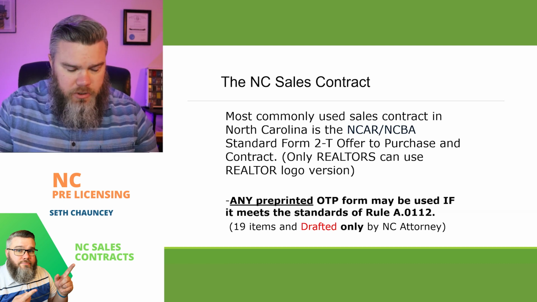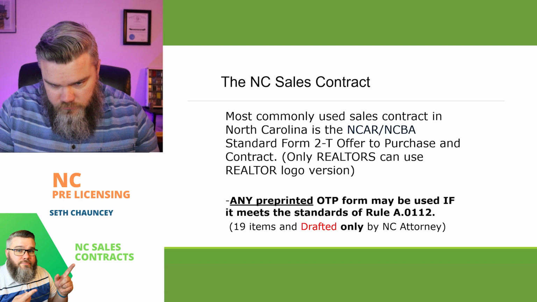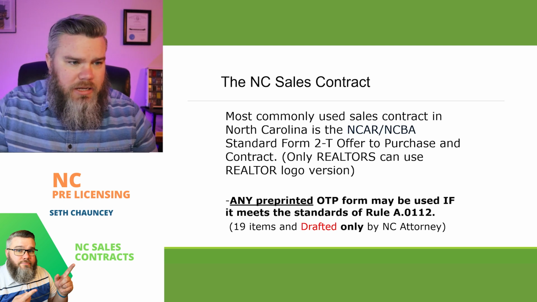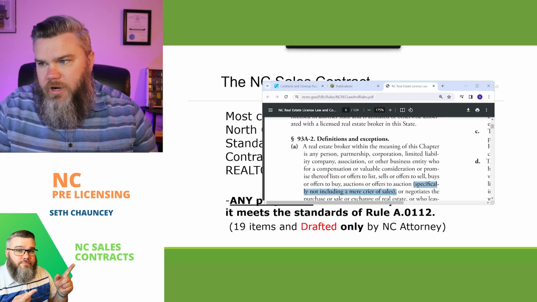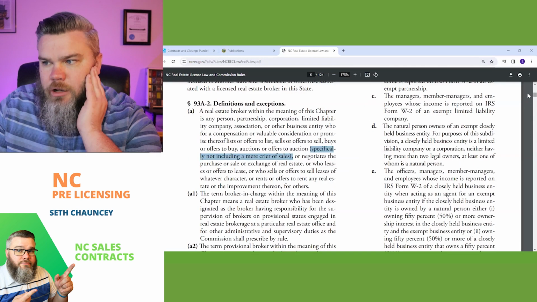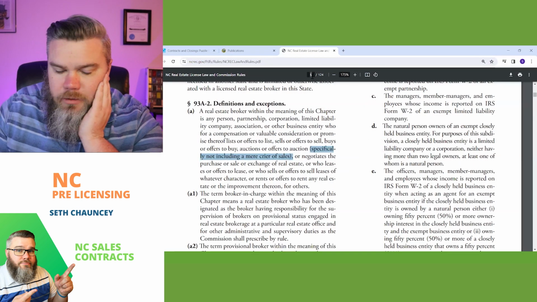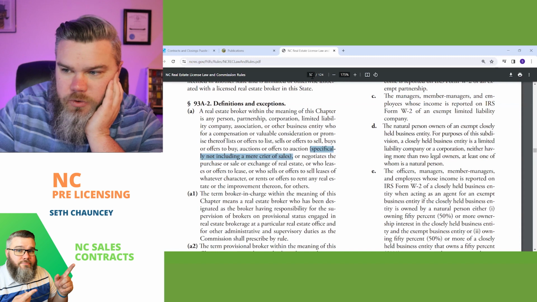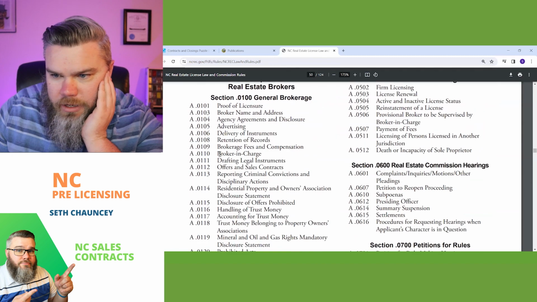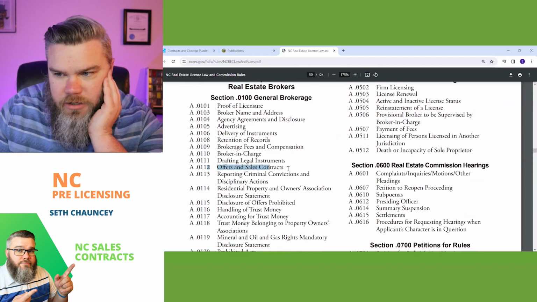Well, let me show you this really quick. I'm going to bring the License Law and Commission Rule Book back up. When I say 58A.0112, that is a commission rule. So we're going to go down to page 50, which is where they start. Right here. Offers and sales contracts.